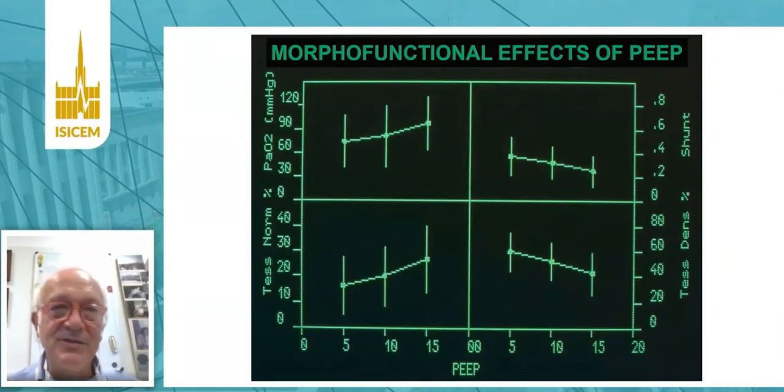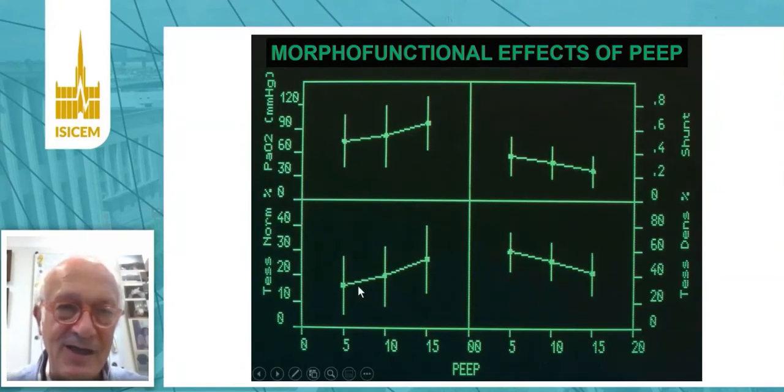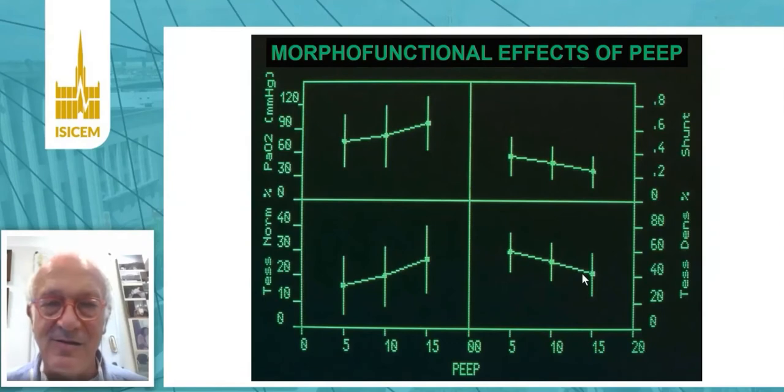We could measure the amount of normally aerated tissue and the changes in normally aerated tissue when we applied PEEP, as well as changes in PO2 and changes in shunt. And the increase in normally aerated tissue was mirrored by the decrease in tissue densities. So in a way, we were able to measure in grams the amount of lung being recruited by the increase of PEEP.